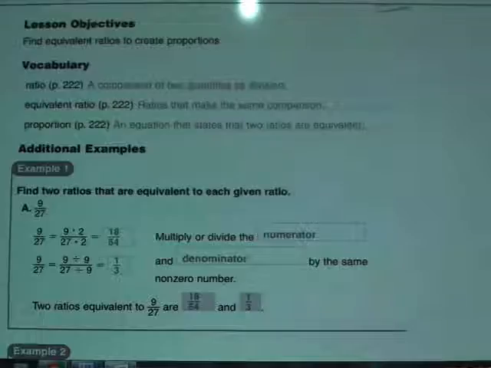Second option there, they're chopping out 9 because they're taking out the greatest common factor. So I take out 9 there. 9 divided by 9 is 1, 27 divided by 9 is 3, and we end up with 1/3. So two equivalent ratios to 9/27 would be 18/54 and 1/3. Now, one point I'll make here: I said a ratio looks like a fraction, and it is like a fraction. I even use the terms numerator and denominator.